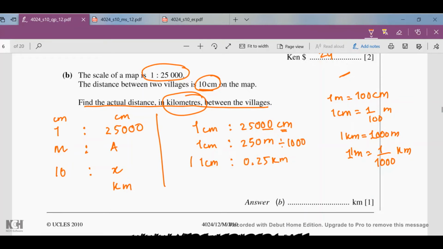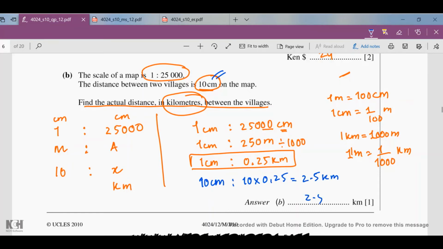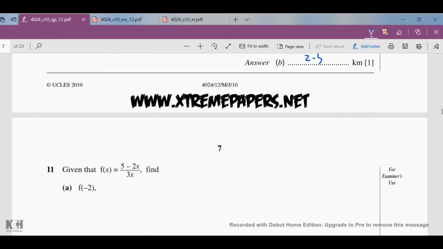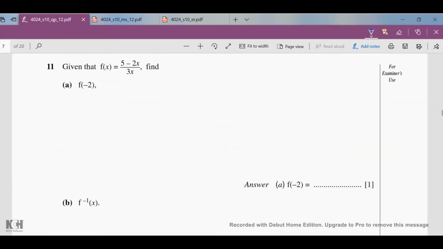So this is a required relation. This is not the answer, but the question is required is 10. So when I write 10 centimeter, this is also multiplied with 10, 0.25, and your answer will be coming 2.5 kilometer. And next part, question number 7, functions. Okay, f minus 2.